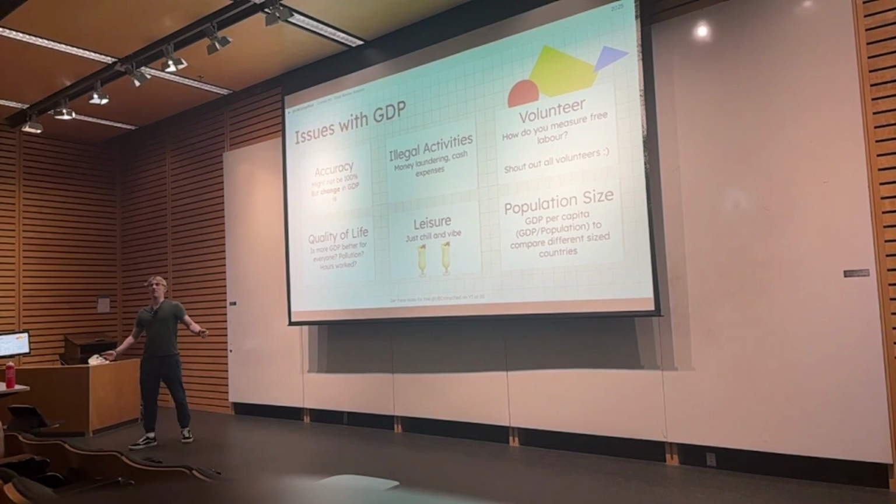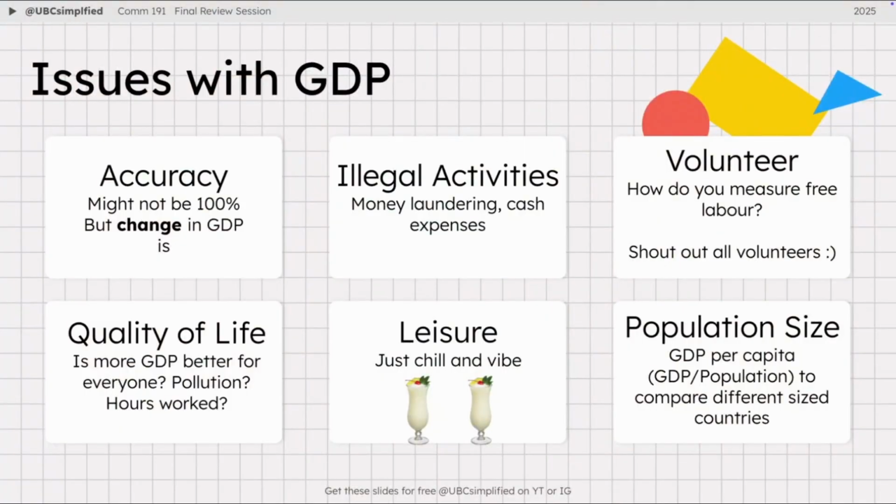And also quality of life. You could be making a bunch of money. Maybe you're working 100 hours. Everyone in the country is working 100 hours. That sucks. It's not good. And just leisure. Just chill, just vibe out. How do you measure the value of just sipping a pina colada on the beach? To me, that's pretty valuable. But GDP doesn't measure that, which sucks.